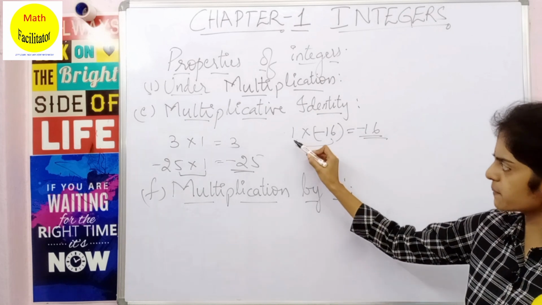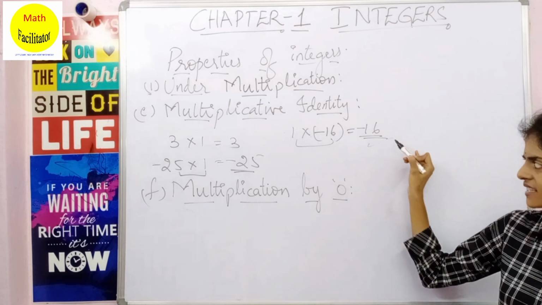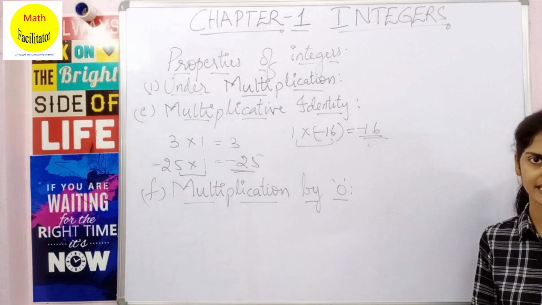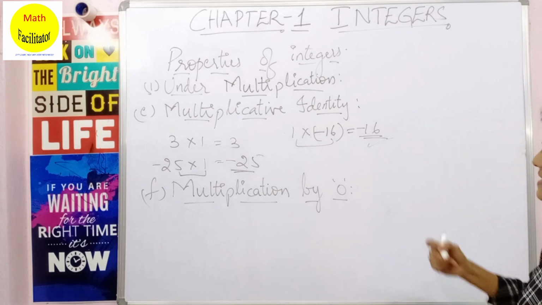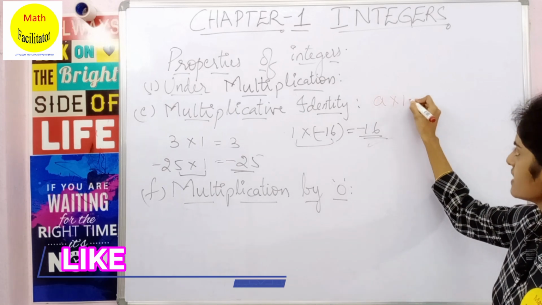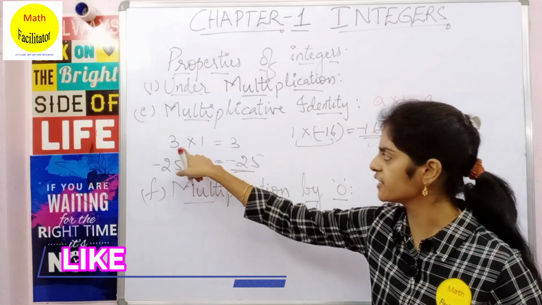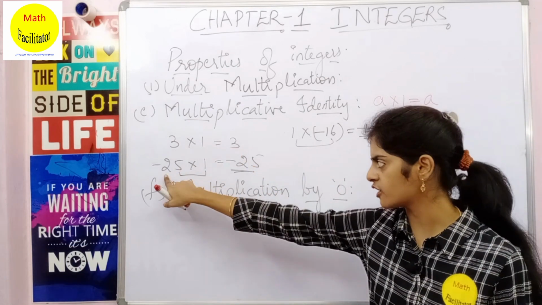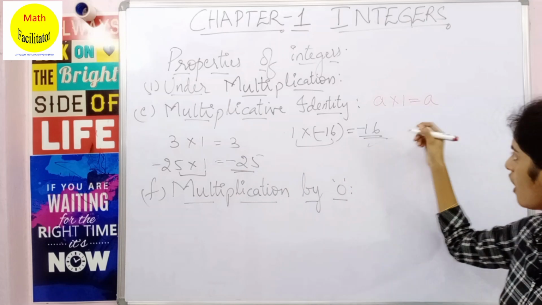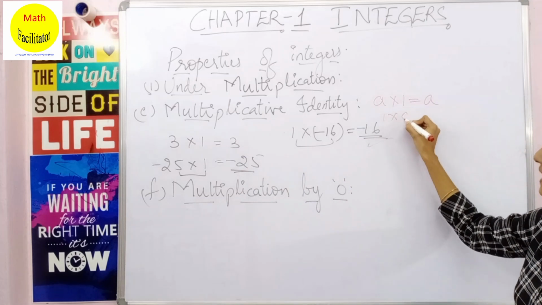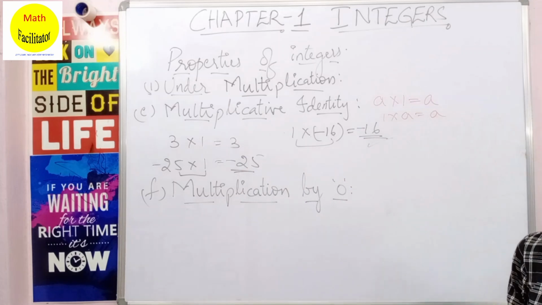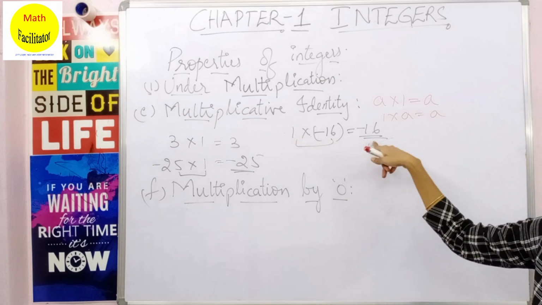Yes, so you multiply 1 with any number, but the answer you get is the same number again. Let us generalize this. So A into 1 is giving you what? A into 1 is giving you A. Here also A into 1 is giving you A. Or 1 into A is also giving you what? A. 1 into A is giving you A.